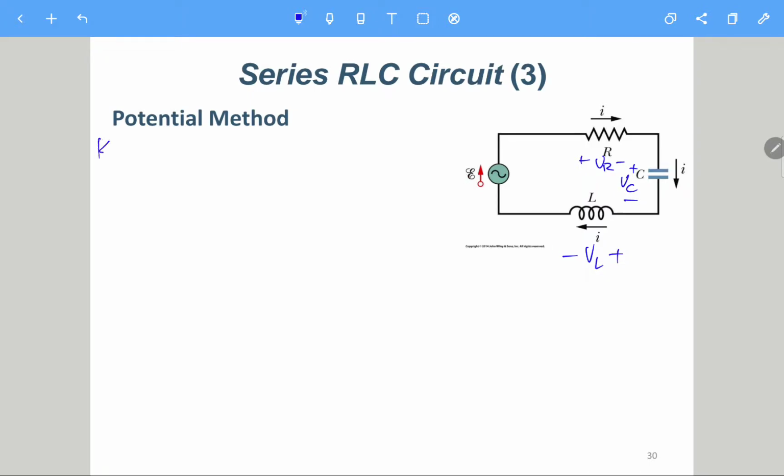So using KVL, we can have E. Of course, E equals Em cosine omega t. So this is actually a sinusoidal. E is only a notation for this time domain function. So when we go from this point to this point in this way, we have E.